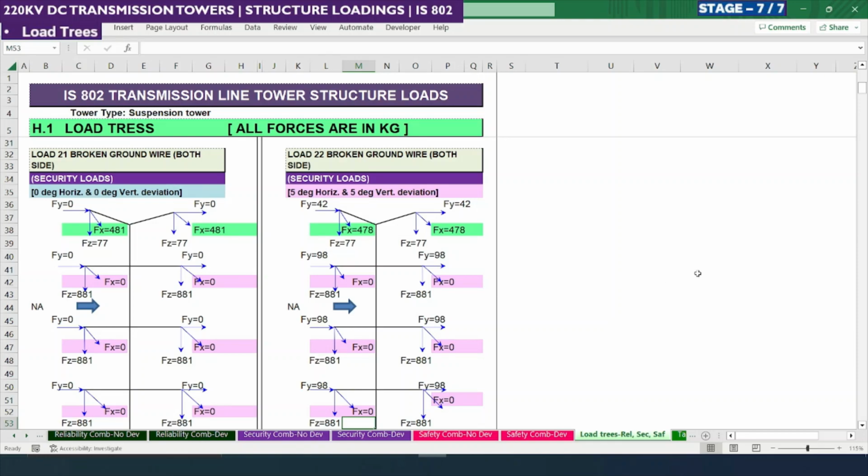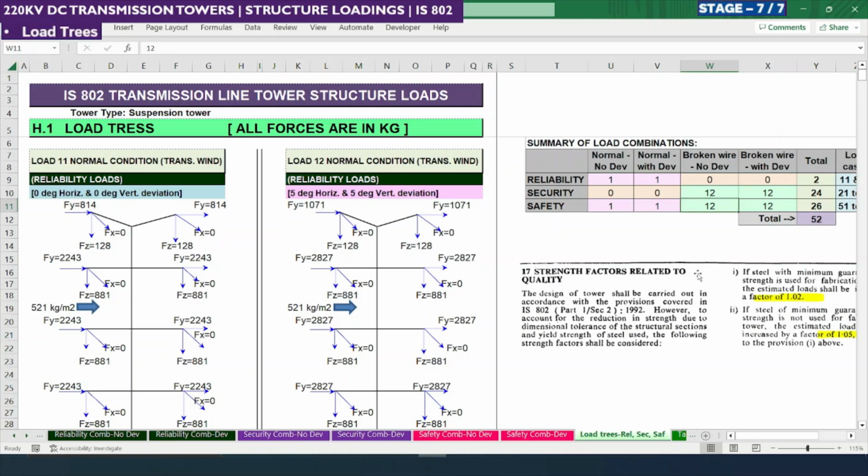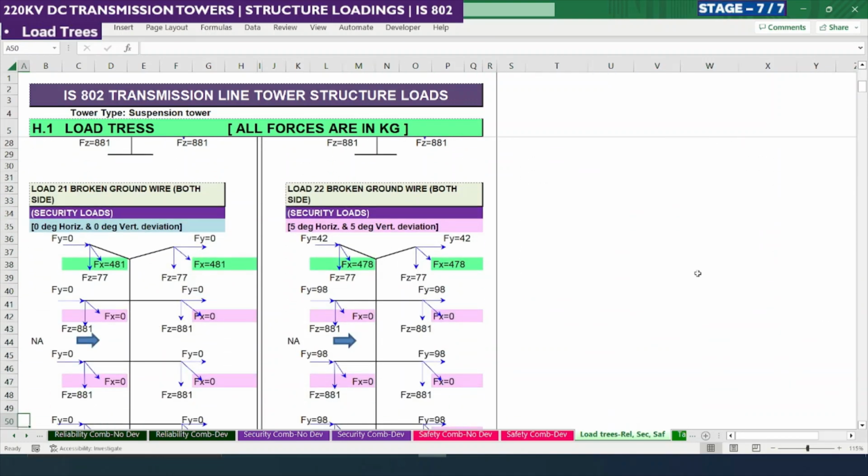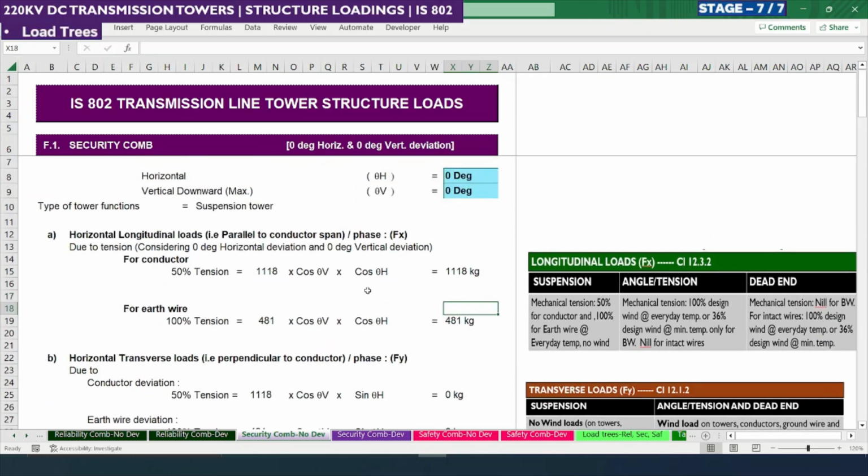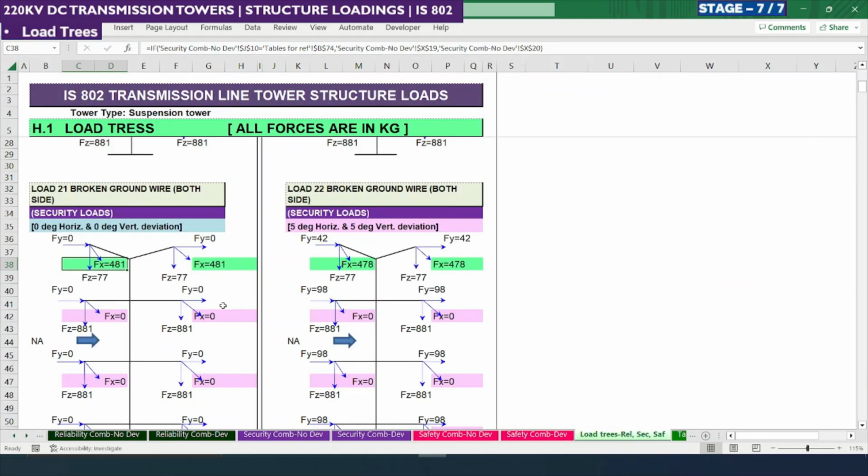In this, as we saw in the summary, for security load cases we need to consider only the broken wire condition, that too with and without deviation. So there are 12 cases. Let me see quickly. For security load cases, first we are assuming that the ground wire on both sides is broken. In this case, for broken wire condition, we need to consider only the longitudinal force. For example, in the security load combinations for earth wire, for broken wire condition for a suspension tower, we need to consider 100% of the earth wire mechanical tension and 50% of the conductors. This is what is defined in IS 802.